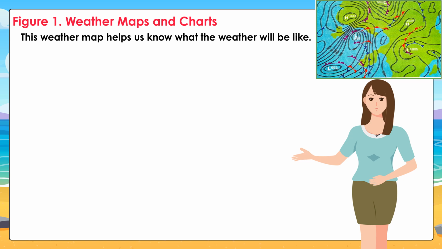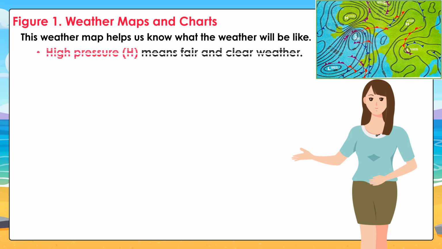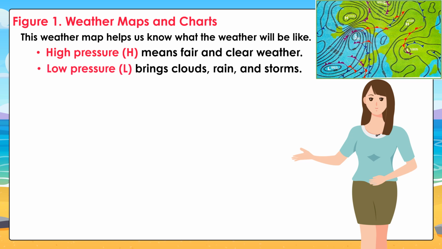This weather map helps us know what the weather will be like. High pressure, or H, means fair and clear weather. Low pressure, or L, brings clouds, rain, and storms.